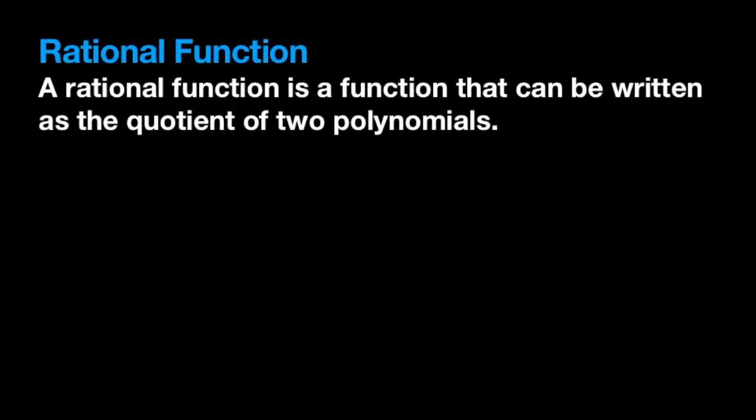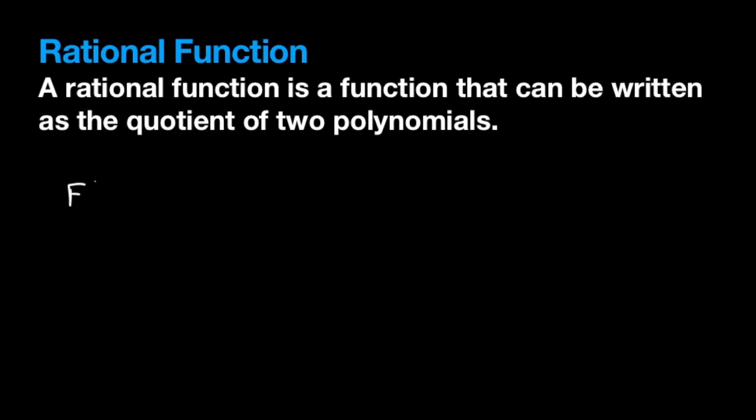So we are going to be going over rational functions. A rational function is a function that can be written as a quotient of two polynomials. So that means that the numerator is going to be a polynomial and the denominator will be a polynomial.